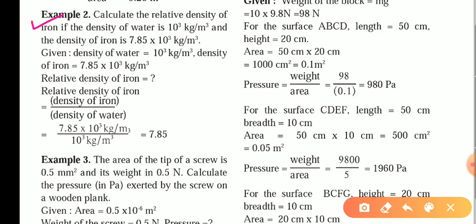So given, we can write, first they have given the density of water, that is 10 raised to 3 kilogram per meter cube, density of iron they have given, and then the relative density we have to find out. Relative density formula that already we know, density of substance upon density of water is nothing but the relative density of a particular substance. So that is 7.85 upon 10 raised to 3. So this will get cancelled and what will be left is 7.85.